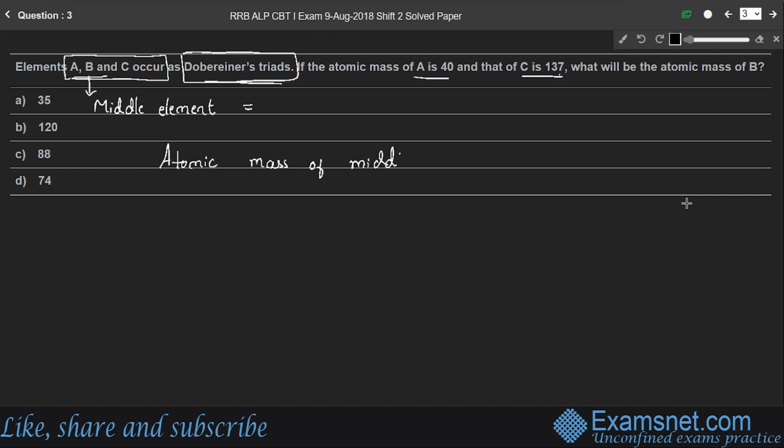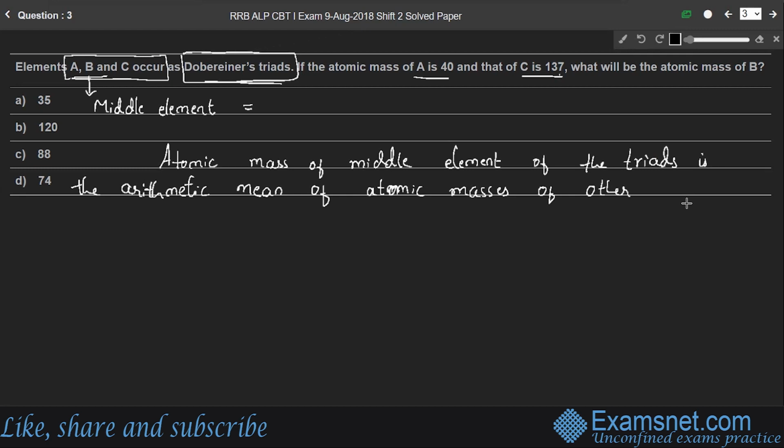Therefore, according to Dobereiner's triads rule, the atomic mass of the middle element of the triad is the arithmetic mean of the atomic masses of the other two elements.